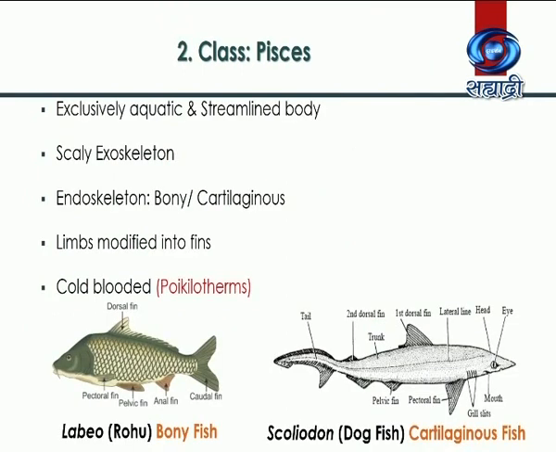The next class, Pisces, includes exclusively aquatic animals with streamlined body. Streamlined shape helps them to move through reduced water resistance while swimming. They have scaly exoskeleton and bony or cartilaginous endoskeleton. Here, limbs are modified into fins for swimming.